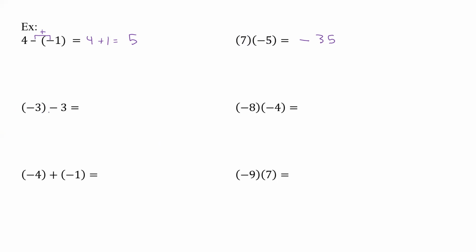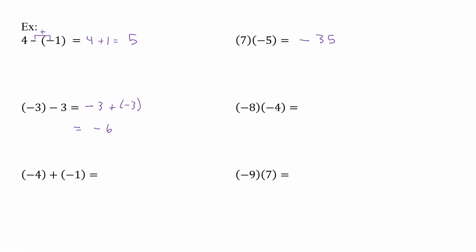Now here again, we want to convert this to an addition instead of the subtraction. And so we're going to have a negative 3 plus the opposite of 3. So we have a negative plus a negative. So what we can do is we can just add those together. 3 plus 3 is 6. And we take the sign of both of them, which was negative.